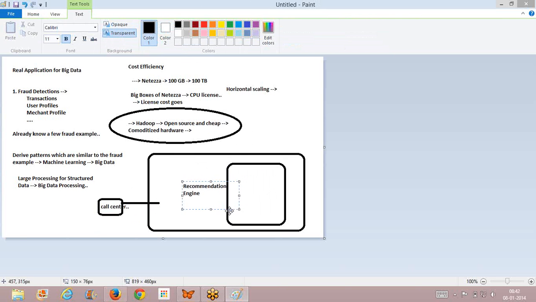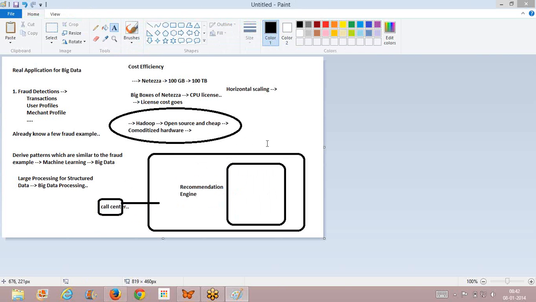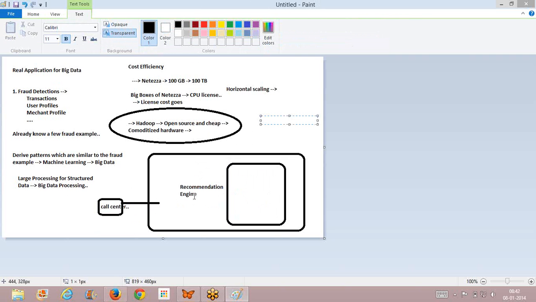Again, I am doing it at a very high level. Once you understand all the technologies in big data, we will show you one of these examples, how to do it from a block diagram perspective. In the architecture sessions, we are going to cover that.